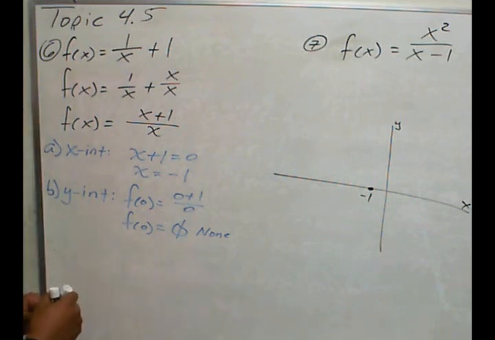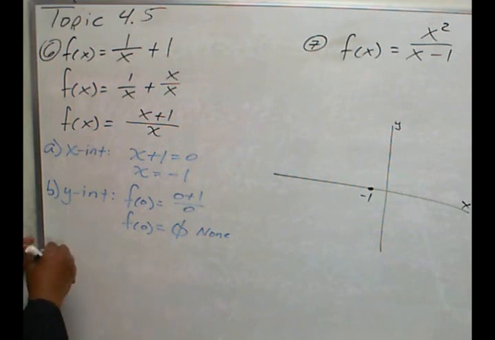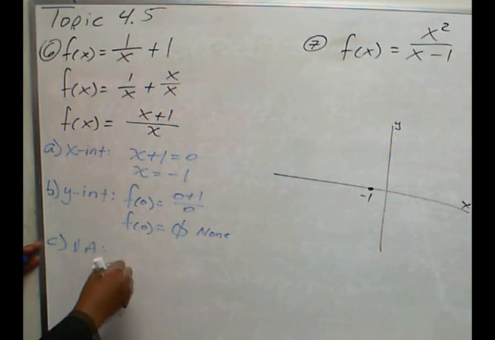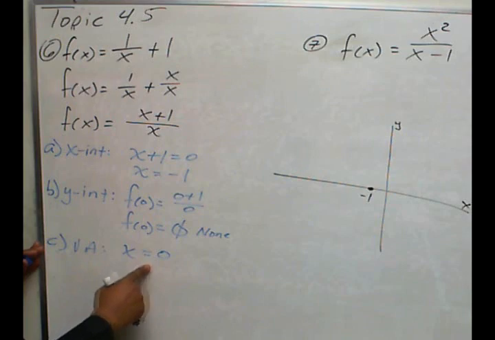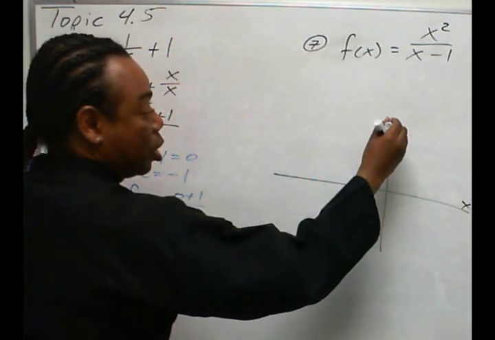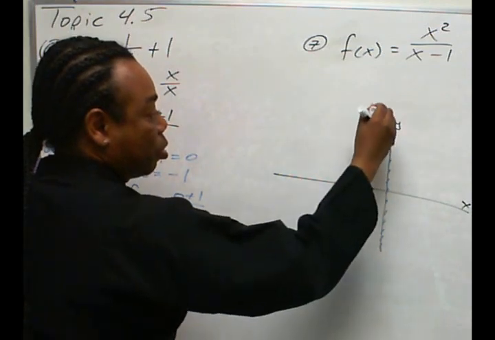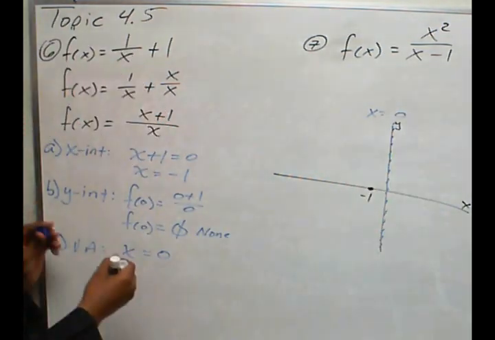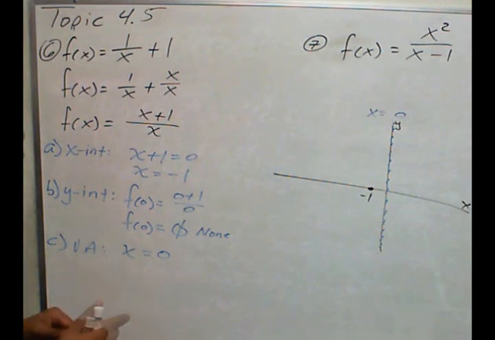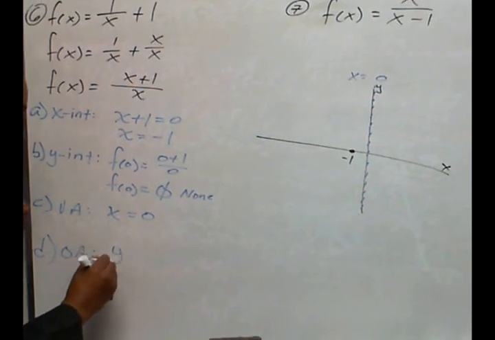Next, we look for the vertical asymptotes. We find the vertical asymptotes by setting the denominator equal to 0. Vertical asymptote is x equals 0. That's a vertical line. That's right here. Okay. Next, we find the other asymptotes by using long division.